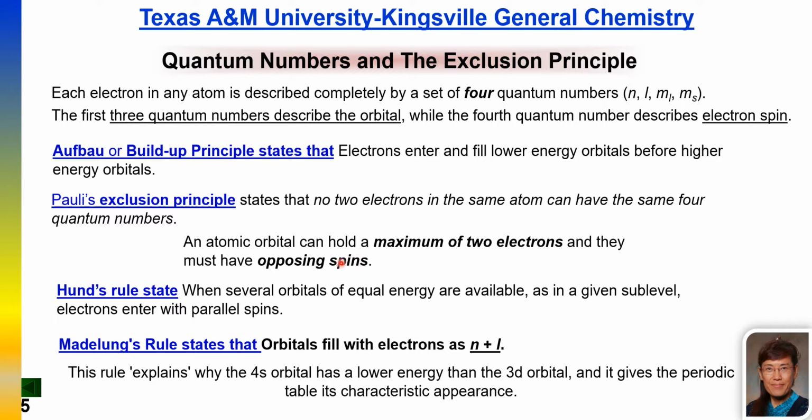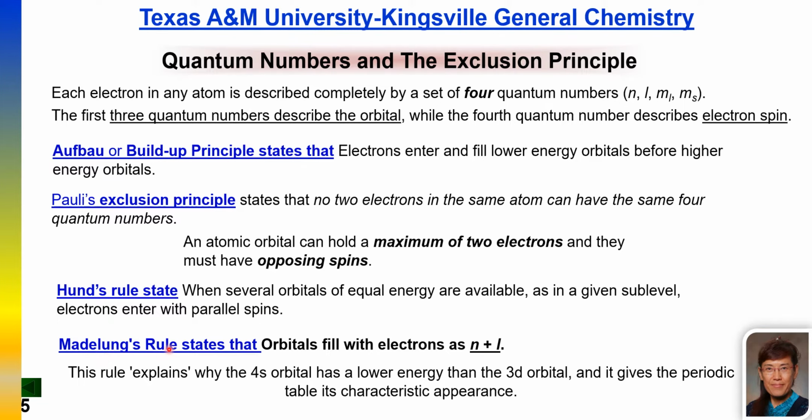Hund's rule states that when several orbitals of equal energy are available, such as px, py, pz, or 3px, 3py, 3pz in a given subshell, electrons enter into different orbitals with parallel spin. We are going to show you nitrogen, the electron occupation in the different orbitals of nitrogen.